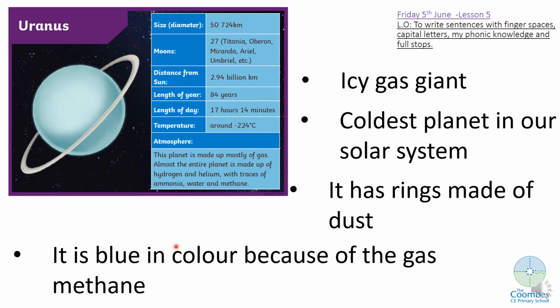So just to recap, Uranus is an icy gas giant. It's the coldest planet in our solar system. It has rings made of dust, and it is blue in colour because of the gas methane.